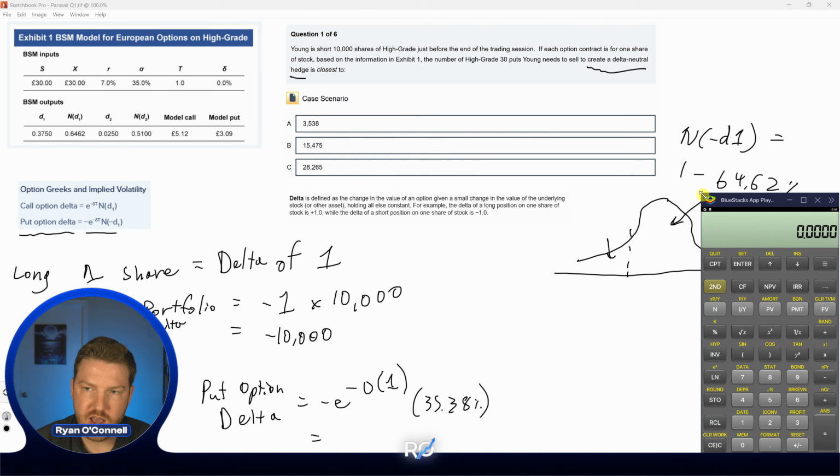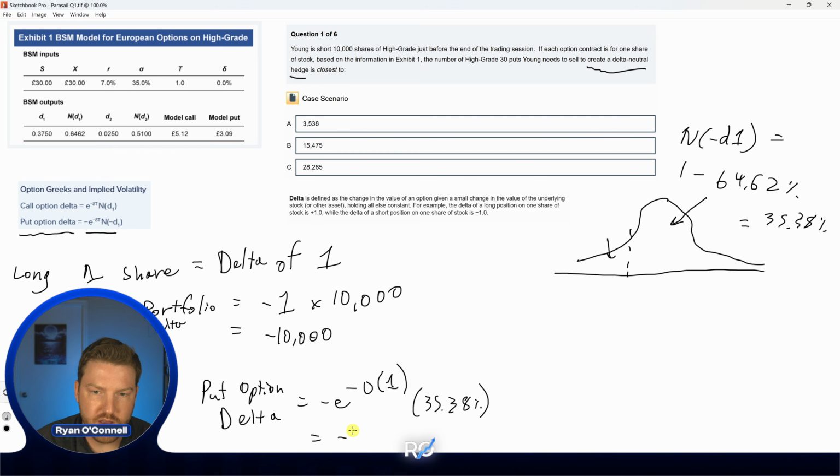If you have a TI BA II Plus financial calculator, it'll look something like this. If we just take 0 and then do second and then this little e right here, it's going to come out to 1. But we have to take the negative. And then that's going to be a negative 1 multiplied by this, which is a negative 35.38% here. So that's basically our delta, negative 0.3538.